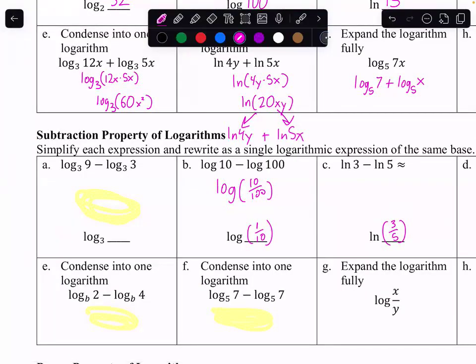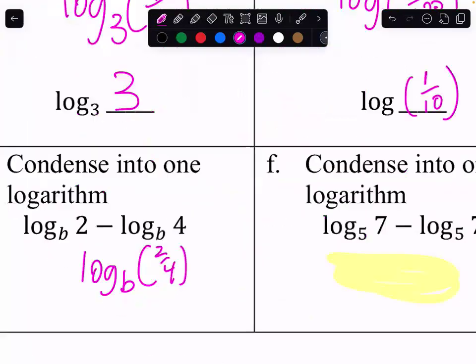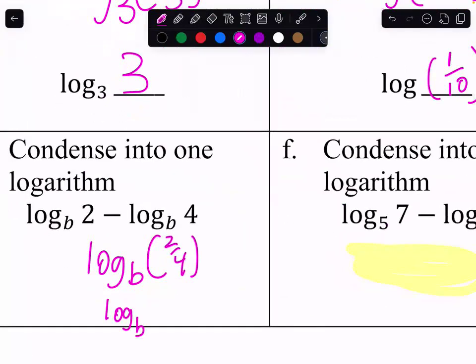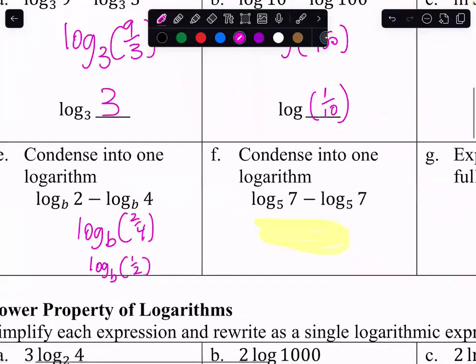Okay, so letter A, you first combine it to log base 3 of 9 over 3. And then the 9 over 3 part, 9 divided by 3 is 3. For letter E, log base B of 2/4. You can reduce the fraction 2/4 into 1/2. And then over here, 7 divided by 7, that would just become 1.